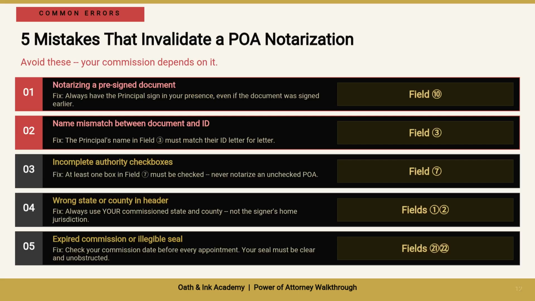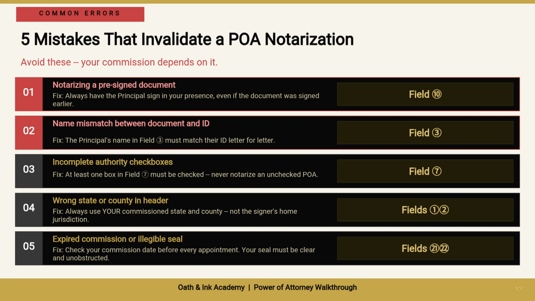Let's talk about the 5 most common mistakes that notaries make on a power of attorney, because knowing what to avoid is just as valuable as knowing what to do. First, never notarize a document that was pre-signed. I know I've said this before, but it bears repeating. If that signature line already has ink on it when the signer walks in, you ask them to sign again in your presence. Full stop.